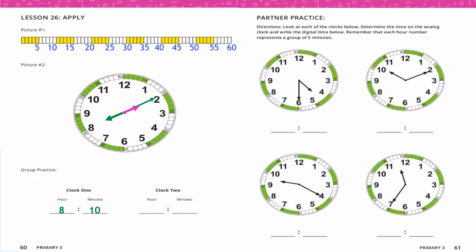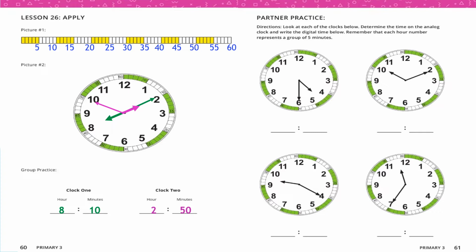Another example, if the short hand is referring to 2, so we will write 2 or 10? 2, because the short hand is reading the exact number. So we will write here in hours 2. And the long hand is referring to 10. So the long hand will read 10 groups of 5, which is 10 times 5 equals 50.